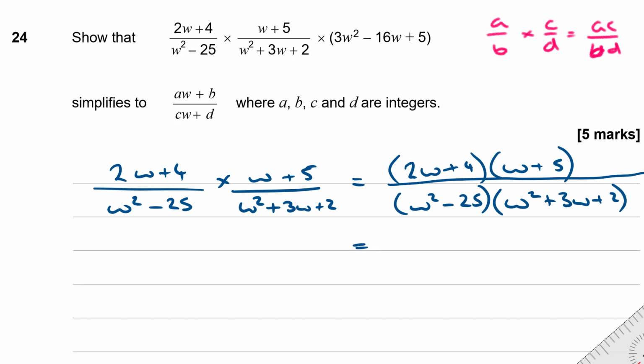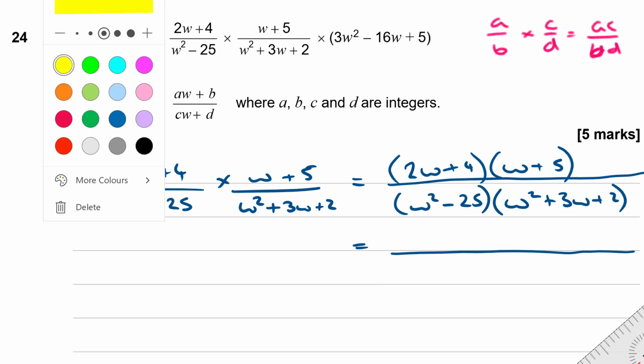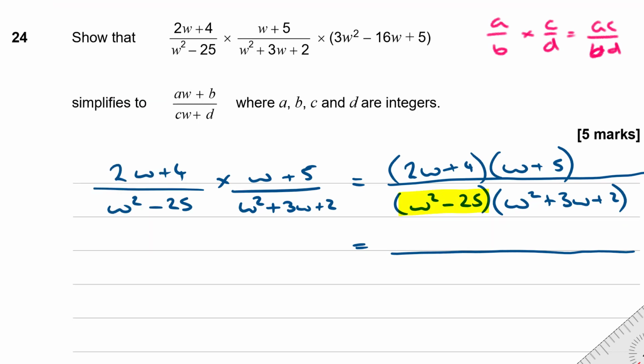Just having a look at what's on the bottom of this, we've got two quadratics. The one on the left is actually the difference of two squares, w² − 25. If you remember your identities, (a + b)(a − b) is equal to a² − b², which is what we've got going on here. So that part becomes (w + 5)(w − 5).